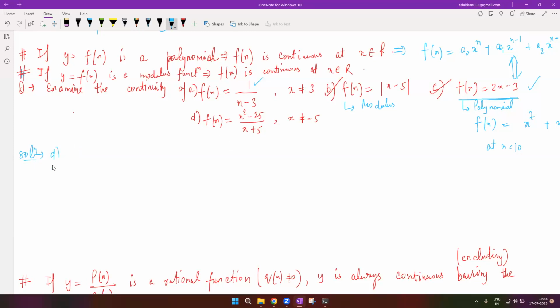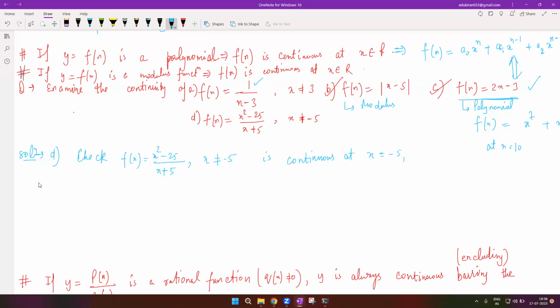So I'm solving D. To solve D, I would write it like this: check f(x) is equal to x square minus 25 upon x plus 5, x is not equal to -5. Also write this, is continuous at x is equal to -5.